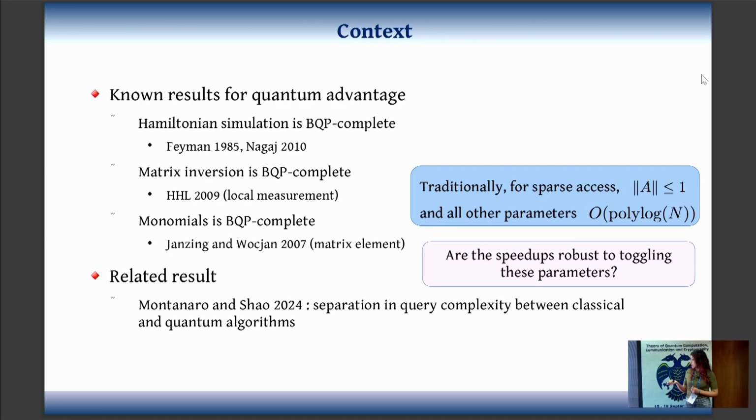And there's another related result by Montanaro and Shao, where they show a separation between classical and quantum for matrix functions, but in terms of the number of queries to the oracle for the matrix, without constructing this oracle and without talking about complexity class for the problems. Actually, they posted an update on their paper where they do talk about them, but okay.